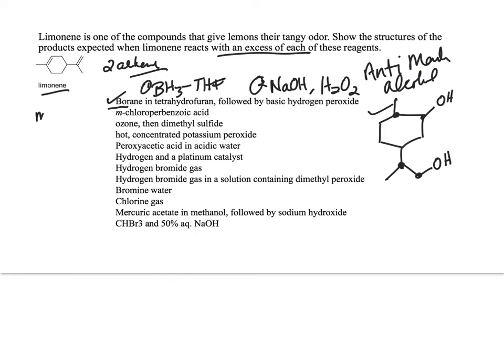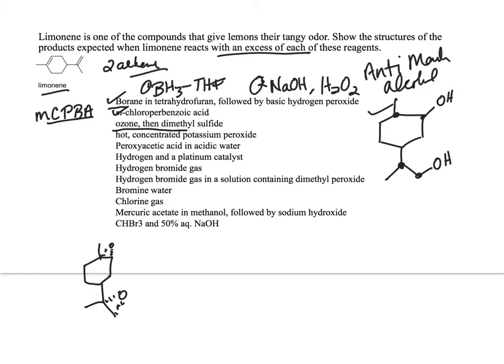Okay, the next one is metachloroperbenzoic acid. This is MCPBA. And for this one, we will make an epoxide. And we just show the dashes because we want to show the stereochemistry. And so there's your epoxide.